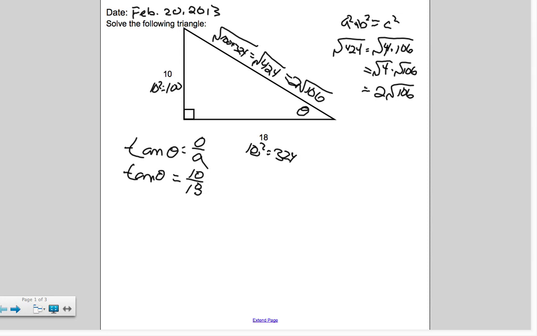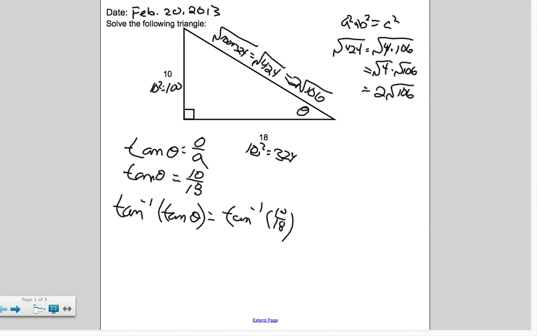So tan of theta is 10 over 18. In order to get theta by itself, we want to solve for theta, right? So we need to do the opposite of tan, which is tan inverse, tan to the power of negative 1. Yes, the opposite of tan is tan inverse. You will do that on the test. So theta is the tan inverse of 10 over 18.